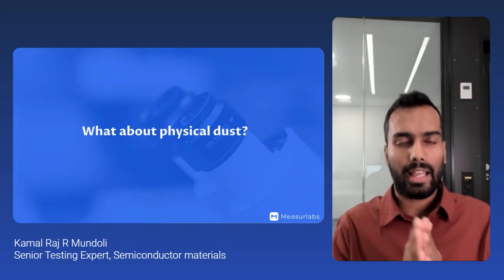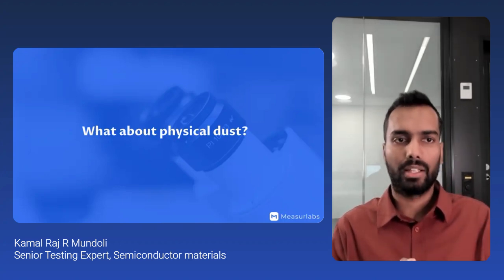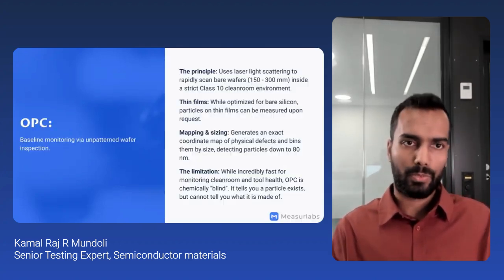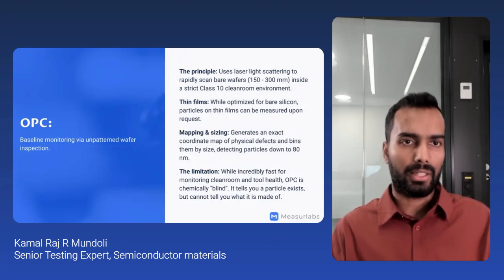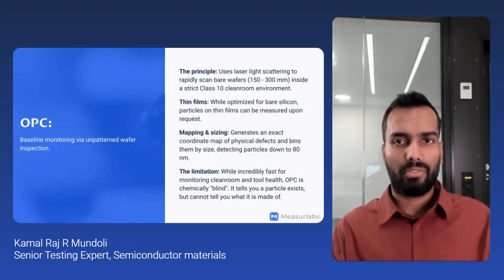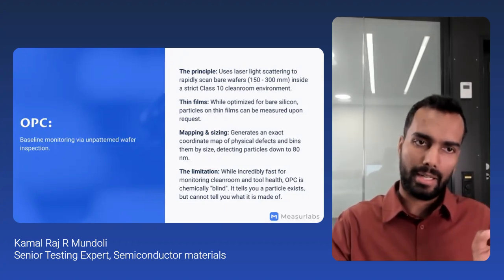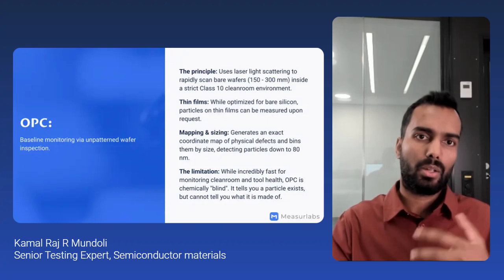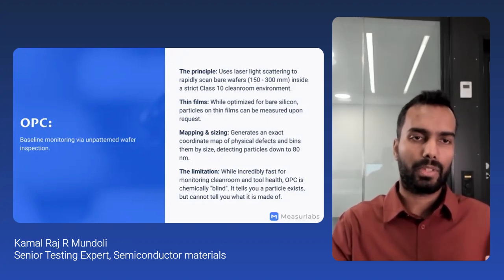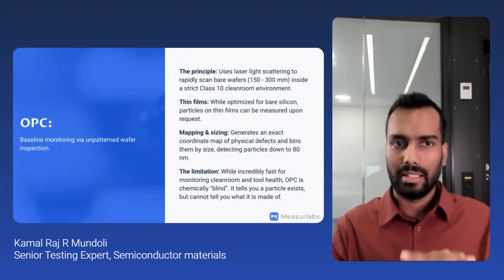To find and analyze this physical defect, we use a two-step process. So the first step is optical particle counting, or OPC, which provides high-speed particle detection. Because when we talk about physical particles, our first line of defense is this.